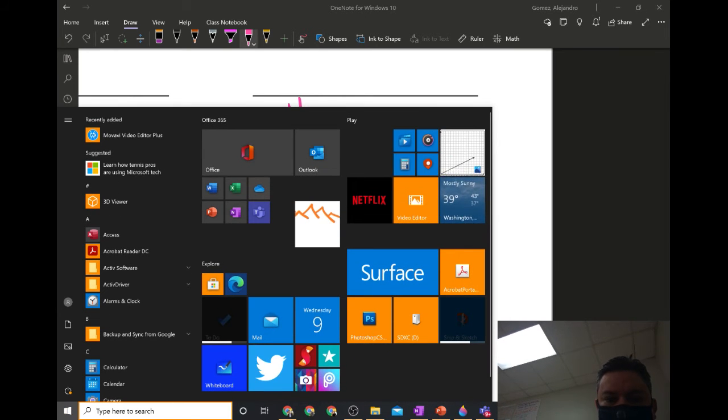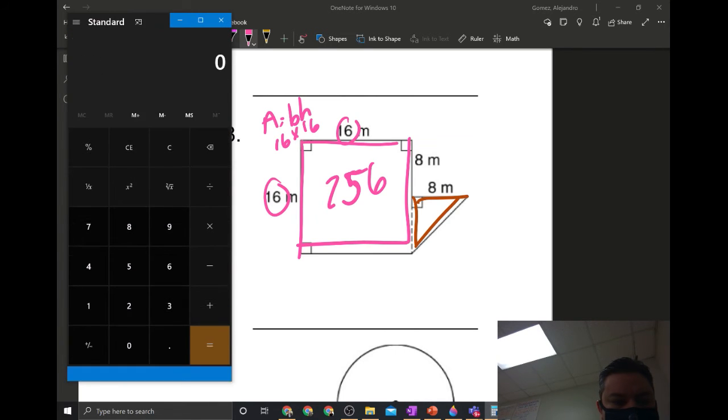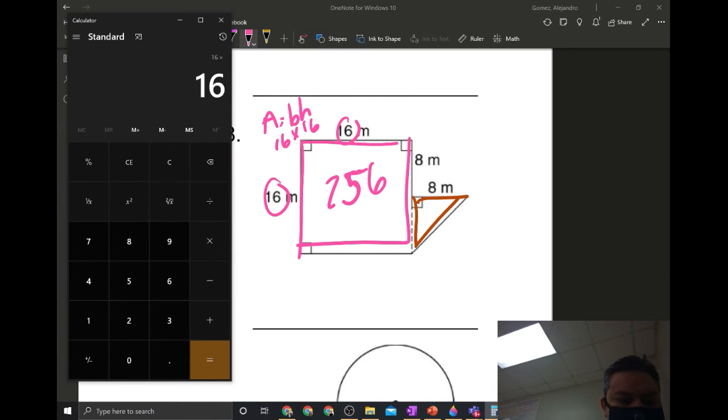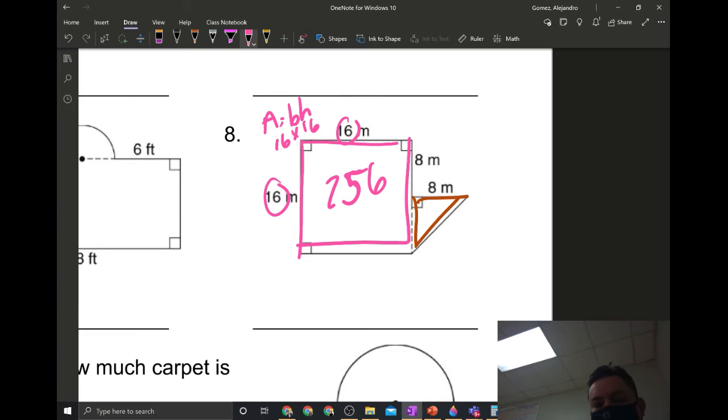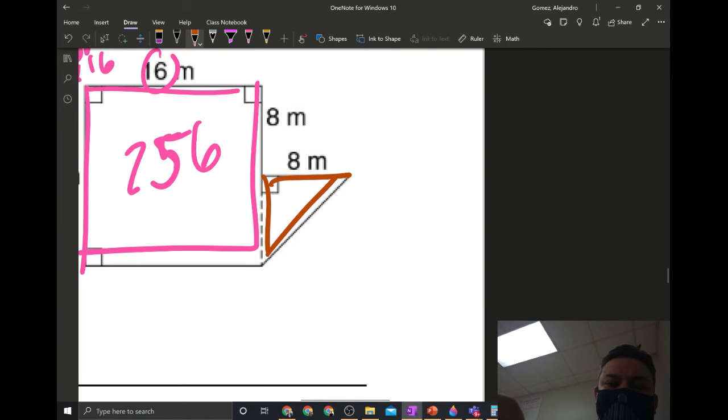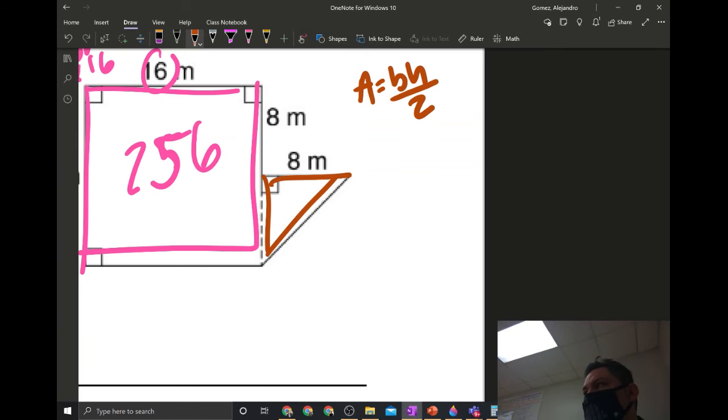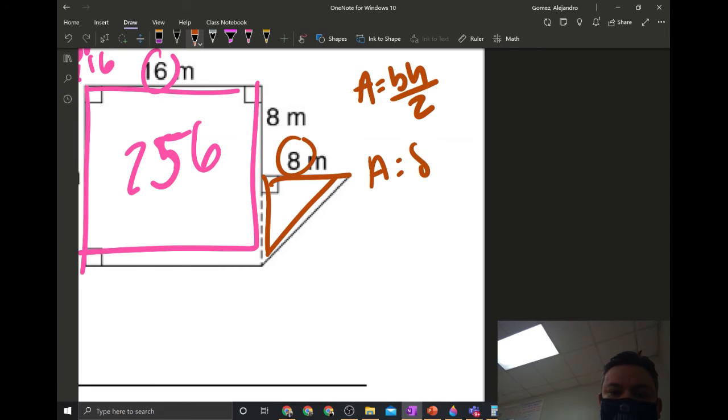16 times 16 is 256. You don't believe me? 16 times 16, right there, 256. It's a perfect square. That's easy. The hard one is going to be the red one or the orange one, whatever color you want to call that. The formula is base times height divided by 2 because it's a triangle. I know the base is 8, so area equals 8 times what?